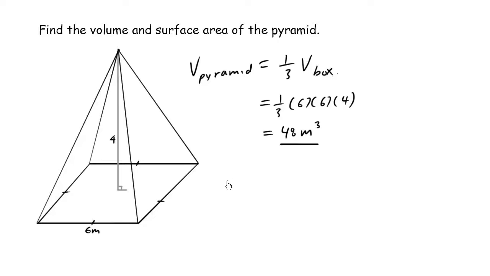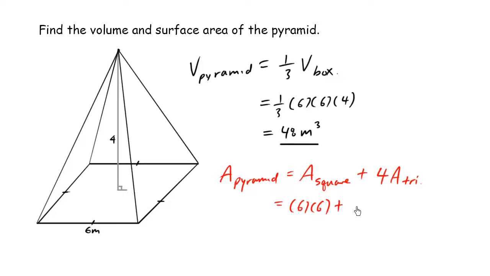Now let's find the area. The area of the pyramid is equal to the area of the bottom, which is a square, plus the 4 triangles. There's a triangle here on both sides, they're the same, and the front and back, they're the same as well. Because we have a square base, all 4 triangles are identical, even though these triangles are leaning sideways a bit. So this is going to be 4 times the area of these identical triangles. The area of a square is going to be 6 times 6. And the area of a triangle, the formula you should memorize, is base times height divided by 2.